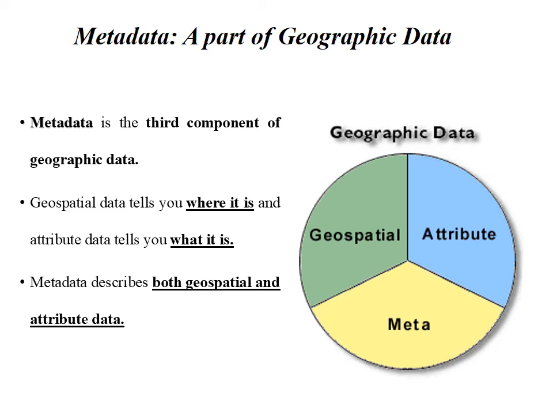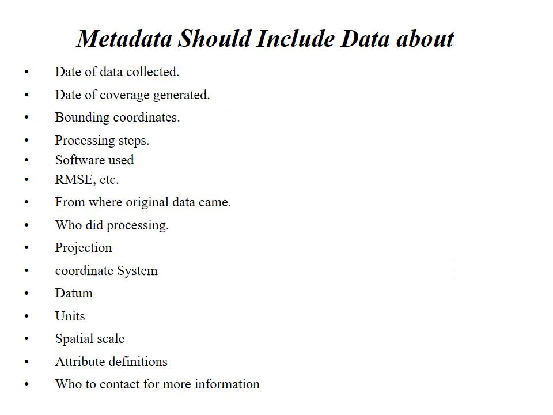So metadata is basically the third component of the geographic data. Basically, the geospatial data gives you where the object is located, and the quality information is going to give you what it is, and the metadata is going to describe both the geospatial and the attribute data, or the information about the geospatial and the attribute data.